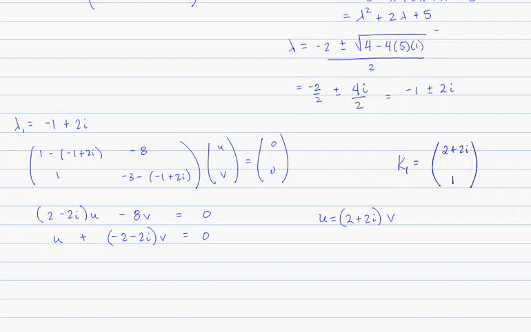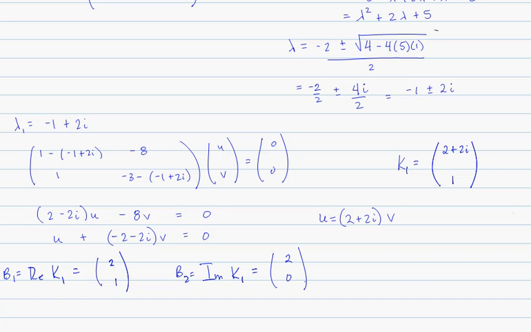In order to write my solution, I need the real part of k1, and that is going to be 2, 1, and so this is my b1. My b2 is going to be the imaginary part of k1, and in the top component I have a 2 times i, and in the bottom I have 0 times i. So that becomes my b2.